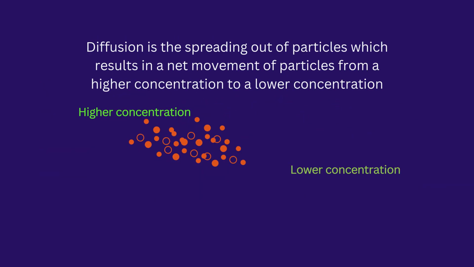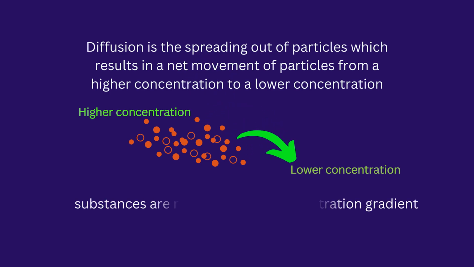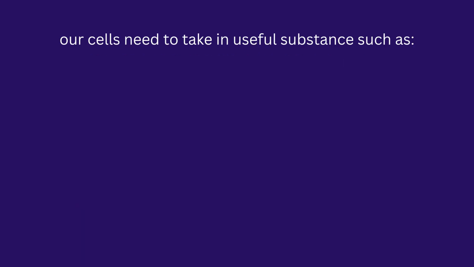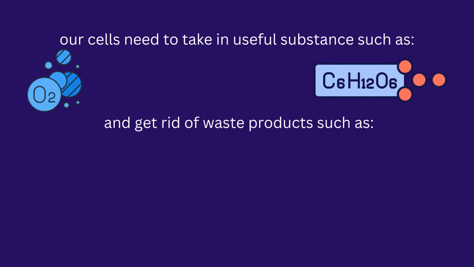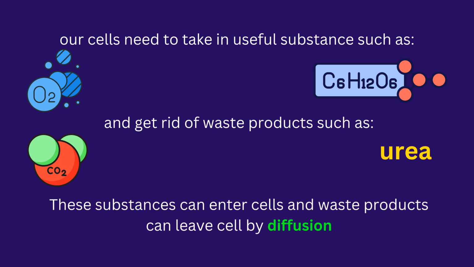Here is a definition for diffusion. Diffusion is the spreading out of particles, which results in a net movement of particles from a higher concentration to a lower concentration. In diffusion, the substances are moving down a concentration gradient. Our cells need to take in useful substances such as oxygen and glucose and get rid of waste products such as carbon dioxide and urea. These substances can enter cells and waste products can leave cells by diffusion.